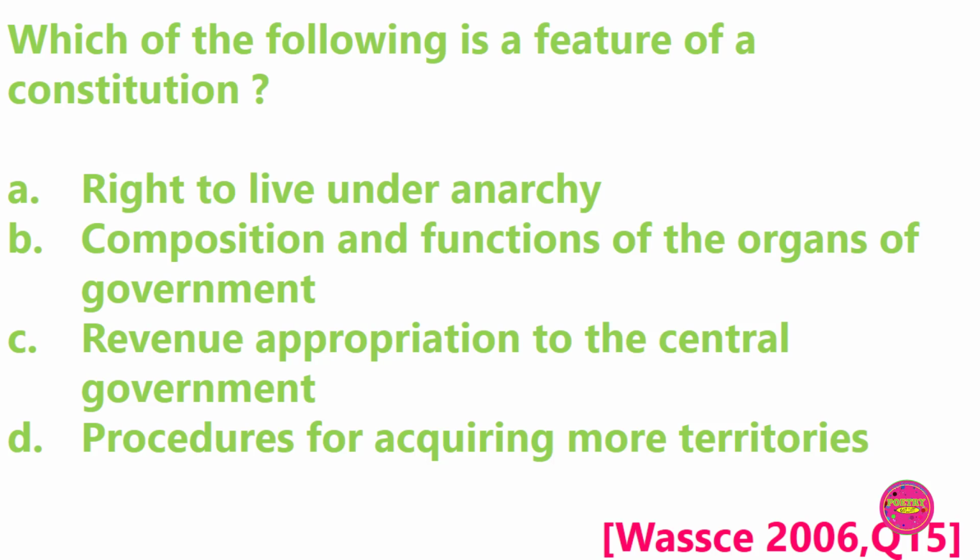Which of the following is a feature of a constitution? A. Right to live under anarchy. B. Composition and functions of organs of government. C. Revenue appropriation to the central government. D. Procedures for acquiring more territories. The correct answer to this question is B. Composition and functions of the organs of government.